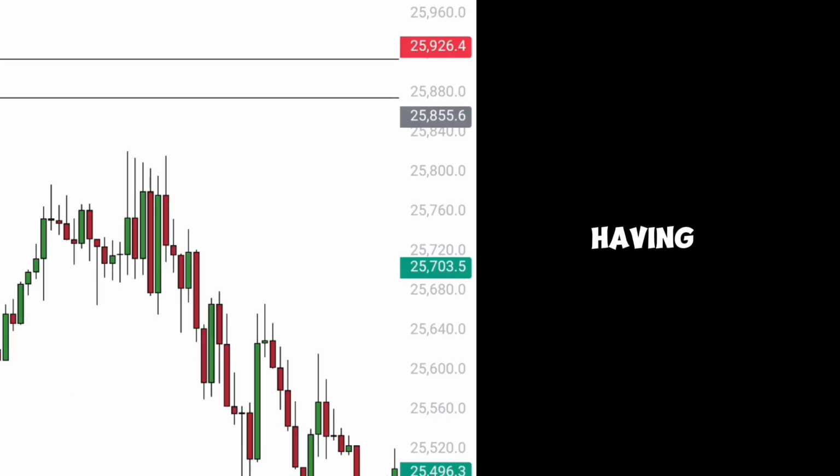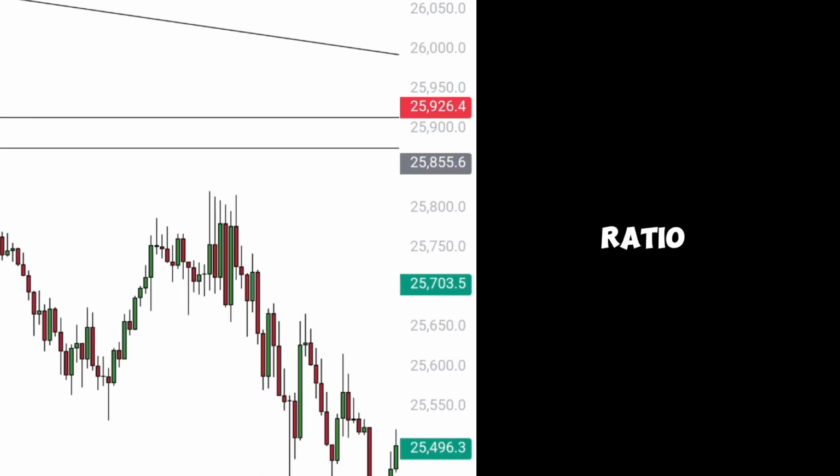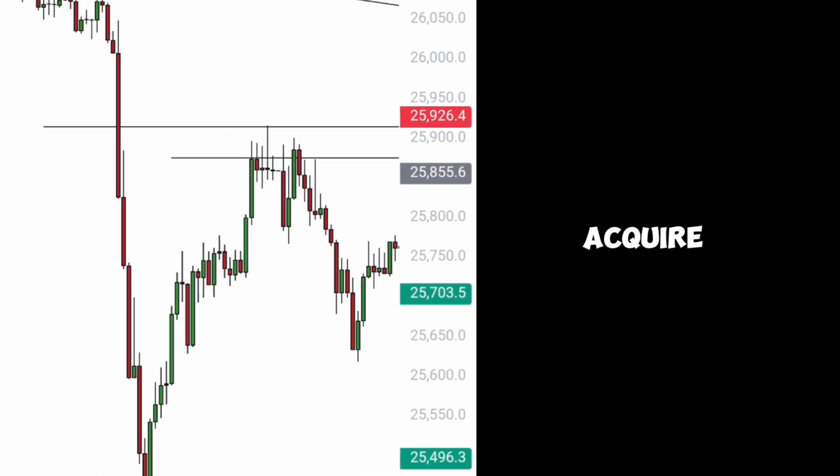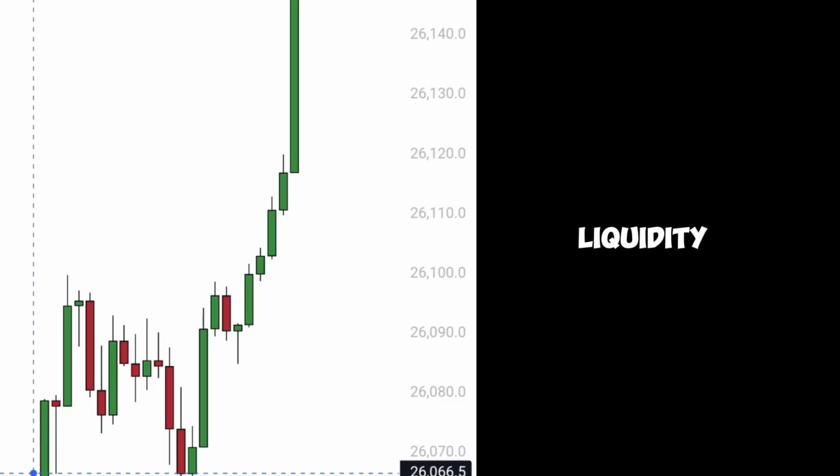So rather than having your stop losses too far and having your risk reward ratio a little lesser than it should, you can just avoid putting your stop losses far by this knowledge that you have been able to acquire. Okay, so we can see yet another example here. The market takes out liquidity right there.